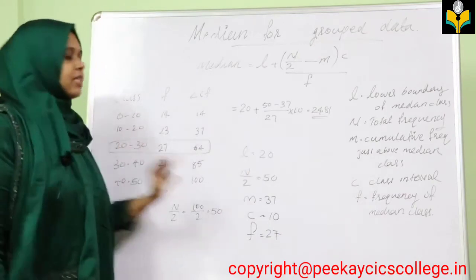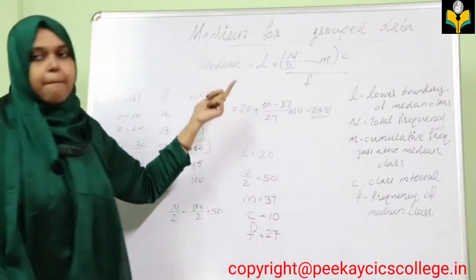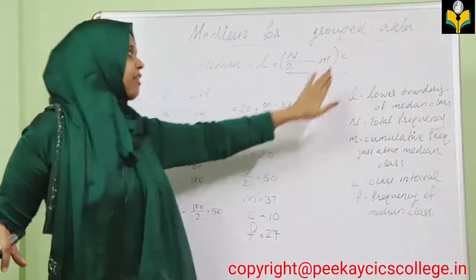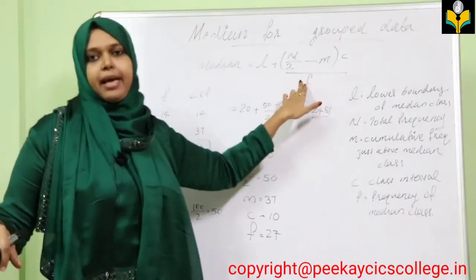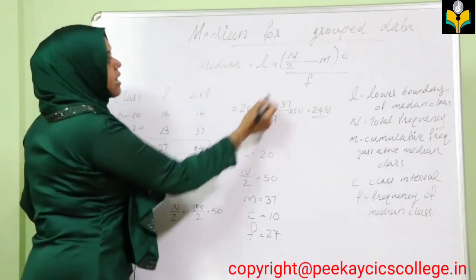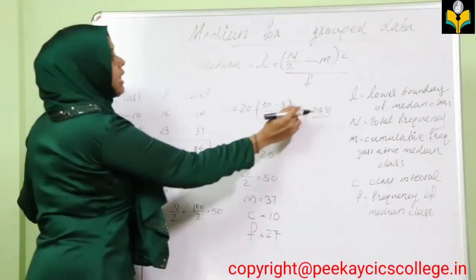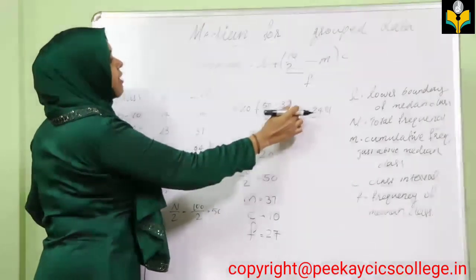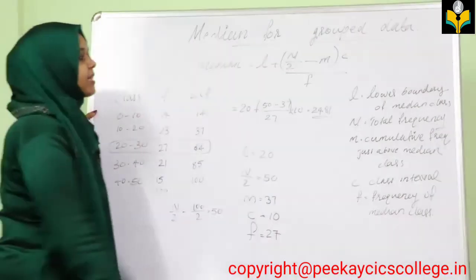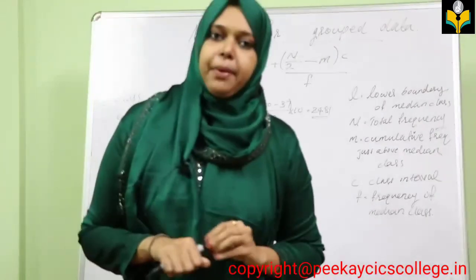So you just have to substitute these in the formula. You have to learn the formula by heart: L plus n by 2 minus M, divided by F, into C. Now substitute the values: L is 20 plus 50 minus 37, divided by F, which is 27, into 10. So our answer is 24.81. Hope you understood the topic. Thank you.